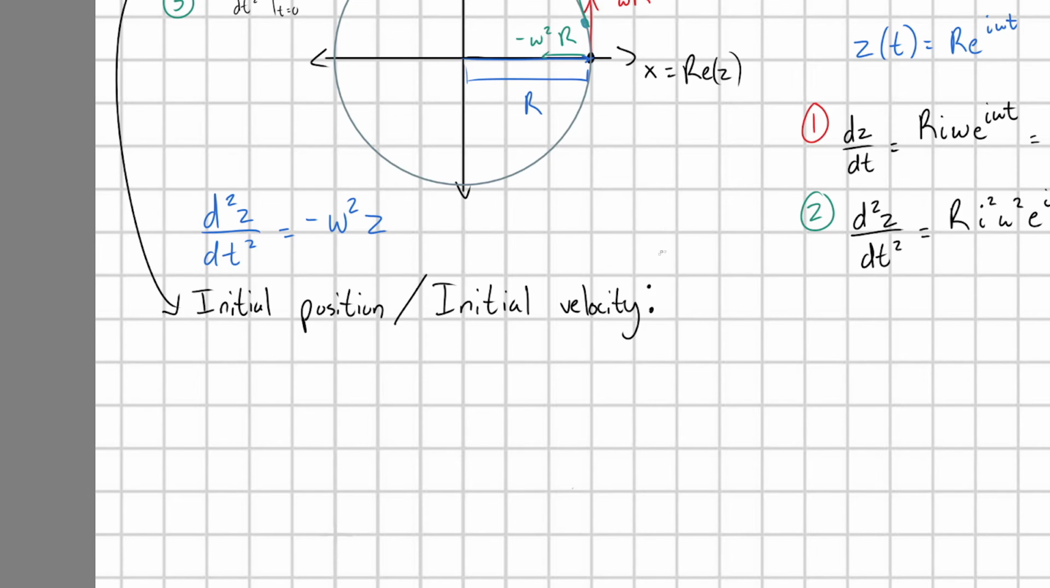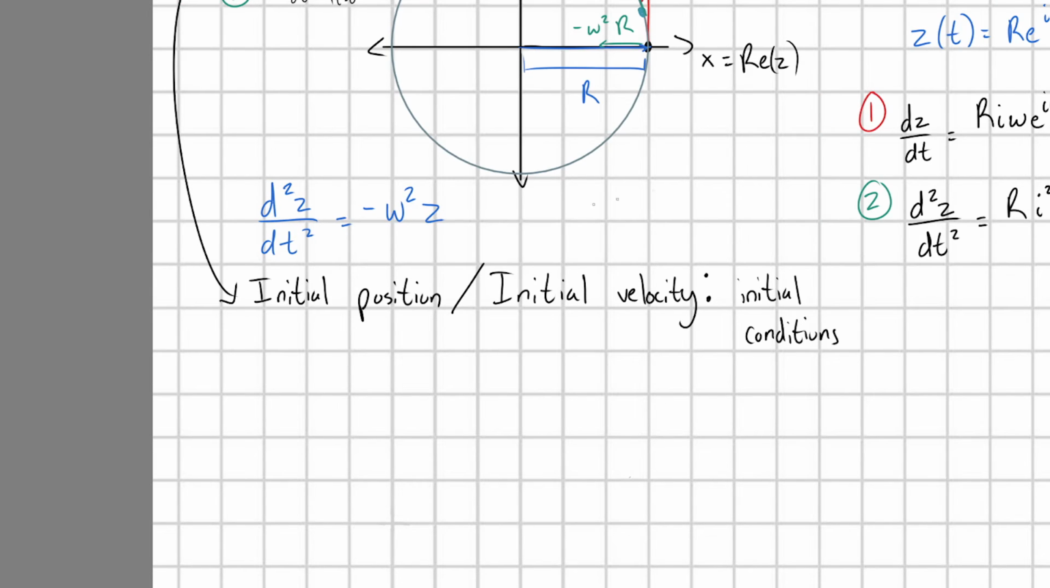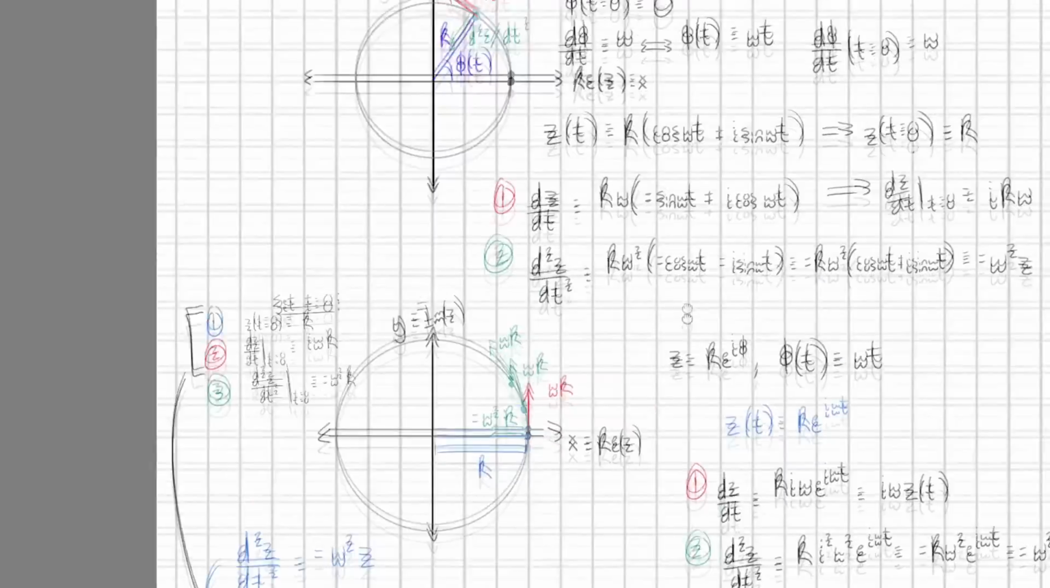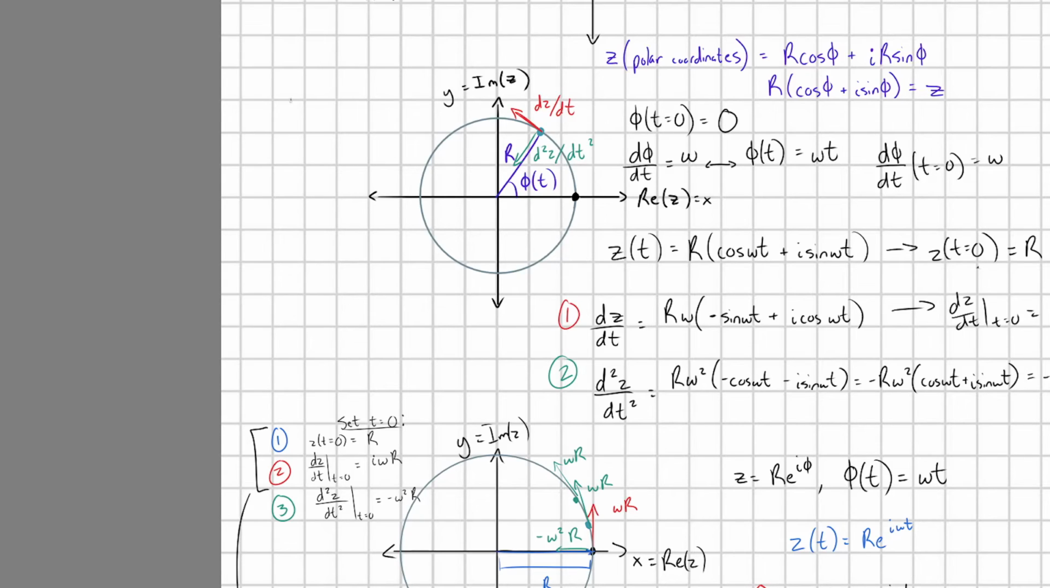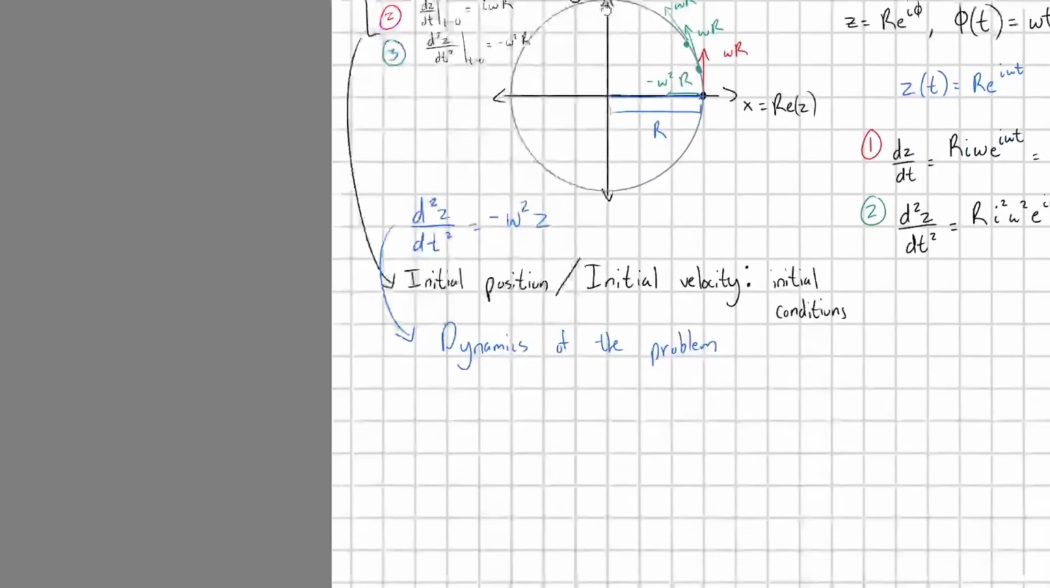These are my initial conditions. And then the blue here, this explains the dynamics of the problem. Okay, and now here's my point. I'm going to call this above scenario A, and I'm going to call this below scenario B. Okay?